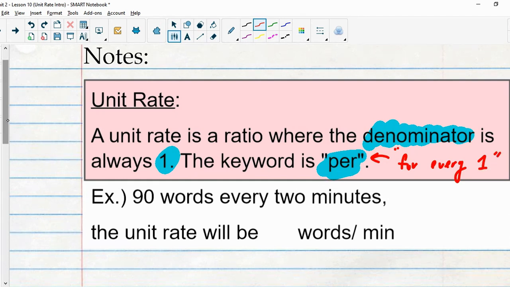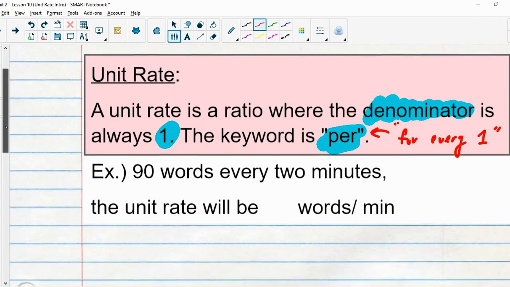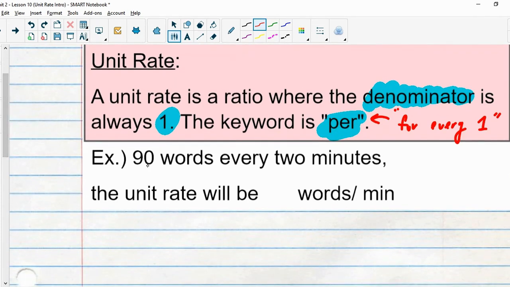So for instance, this is the language of math, this is what it's going to sound like. So listen carefully, assuming you wrote this down already. Let's say you're typing on a computer. If you have to type 90 words for every 2 minutes, the unit rate will be how many words can you type per minute. This means per. Don't say words like fraction minute, people will laugh at you. Words per minute. Does that make sense?